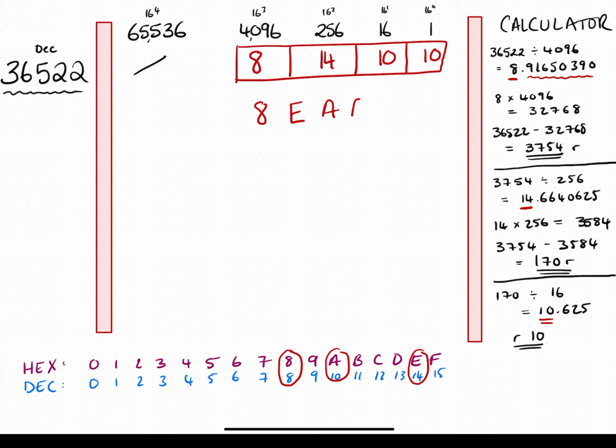So our final answer is 8EAA, and that is a hexadecimal version of the decimal number 36,522. And at this point, we've completed the question.